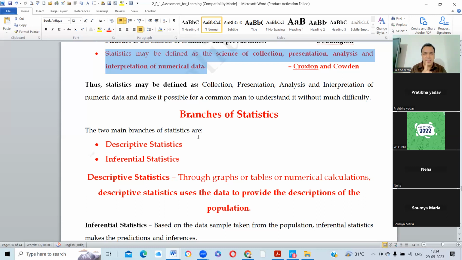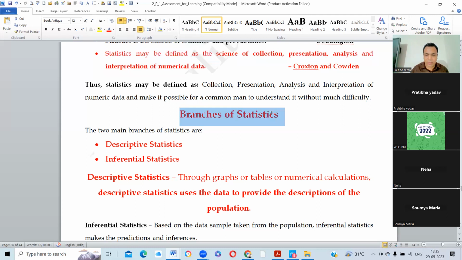Statistics may be defined as the science of collection, presentation, analysis, and interpretation of numerical data. Okay, the shaded part, whatever I am discussing, the shaded part, you have to remember. Now I have shaded the branches of statistics. Then I'm talking about branches of statistics.